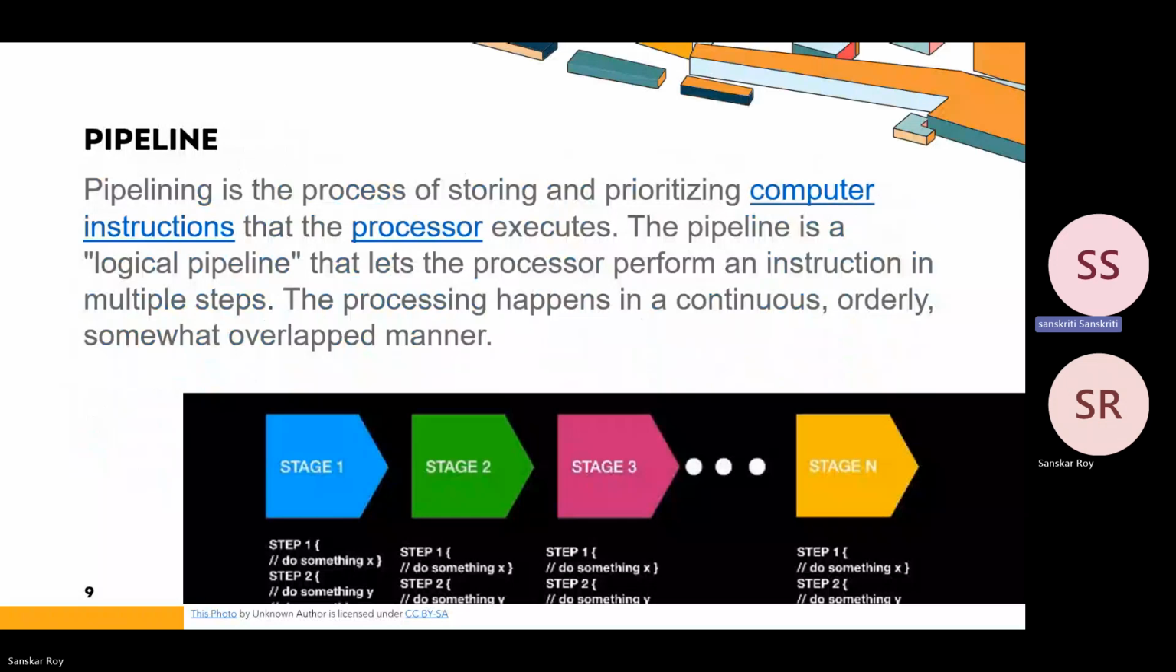Pipelining basically means the process of storing and prioritizing computer instructions that the processor executes. The pipeline is a logical pipeline that lets the processor perform the instruction in multiple steps. The processing happens in a continuous, orderly, somewhat overlapped manner. So let's talk about the working principle of pipelining.